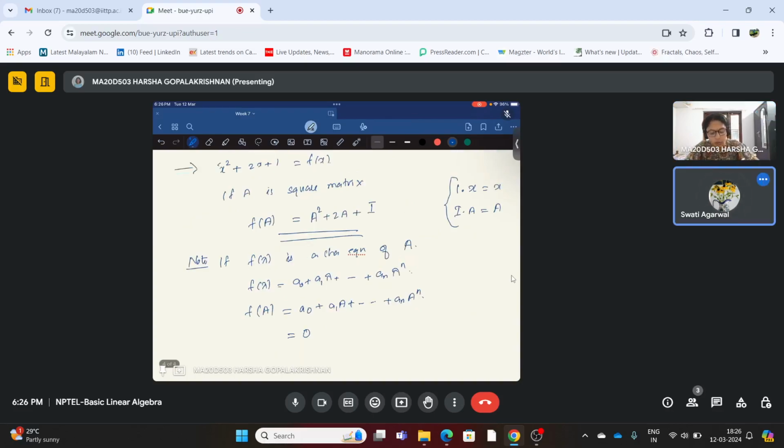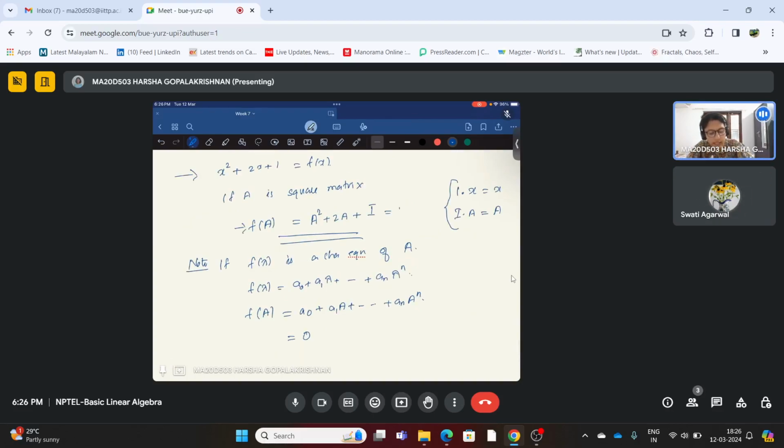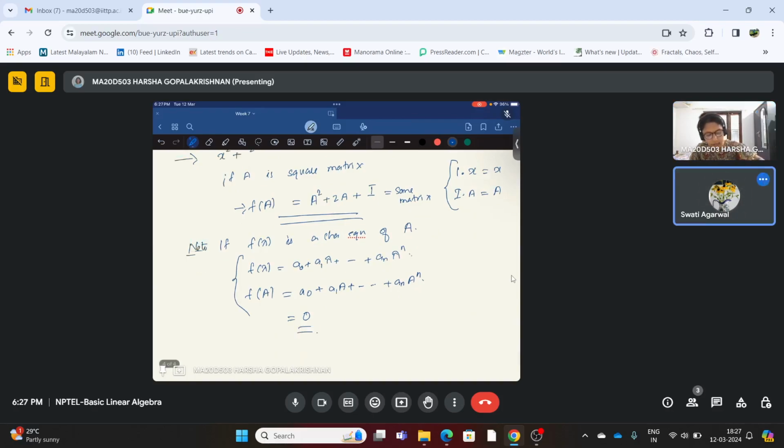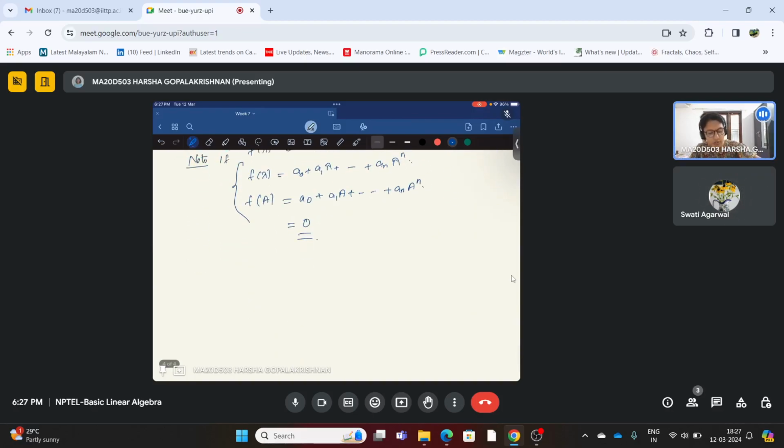Now here, f of A, we will get some matrix. It need not be 0. But if I am dealing with the characteristic equation, then f of A will always be equal to 0. This I am just mentioning, nothing to do with our scenario now. Now we were talking about the exponential power here.